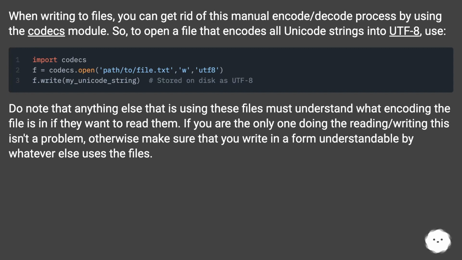Do note that anything else that is using these files must understand what encoding the file is in if they want to read them. If you are the only one doing the reading, writing this isn't a problem, otherwise make sure that you write in a form understandable by whatever else uses the files.